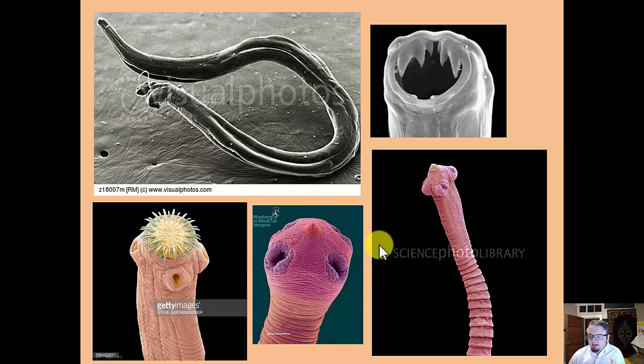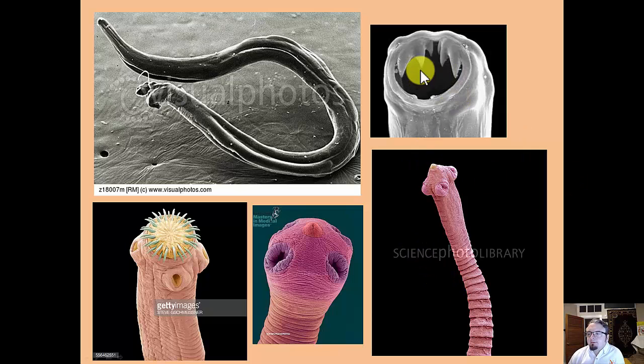Interestingly, these here don't actually absorb nutrients through their mouth, through the scolex. They just use that to attach. They just use it to grip on to the intestinal lining. And then they actually absorb nutrients across their body. They actually use diffusion and osmosis to suck in nutrients across their body.